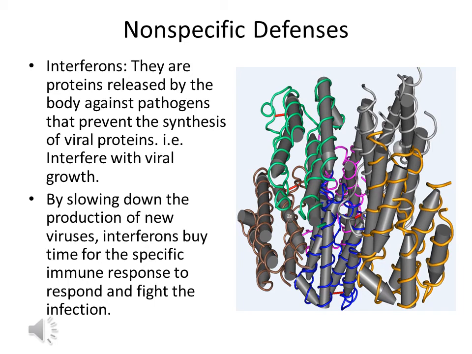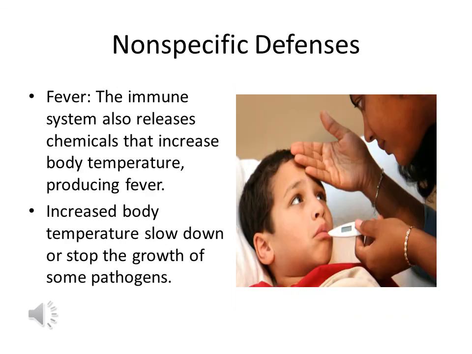Now we're going to discuss interferons. They are proteins released by the body against pathogens that prevent the synthesis of viral proteins. That is, they interfere with viral growth. By slowing down the production of new viruses, interferons buy time for the specific immune response to respond and fight the infection. The last point in the second line of defense in the nonspecific immune response is fever.